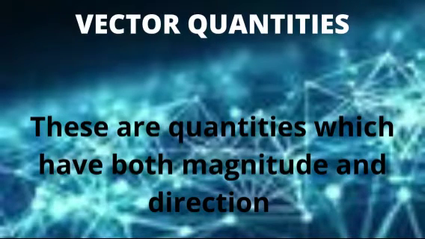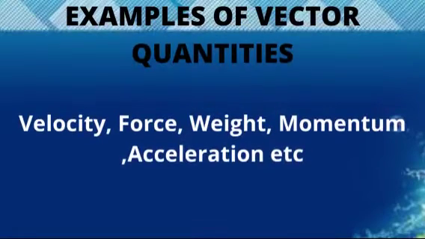And then vector quantities are quantities that have both magnitude and direction. That means you can tell what side a vector quantity is pointed to, what side a vector quantity is working towards. Examples of vector quantities, just like we had in scalars, are velocity, force, weight, momentum, acceleration.